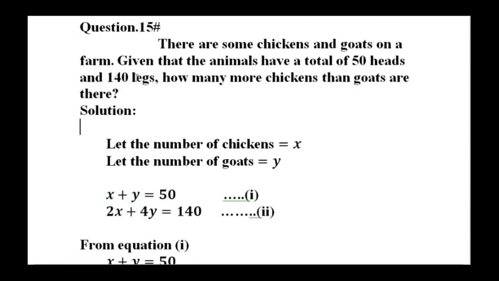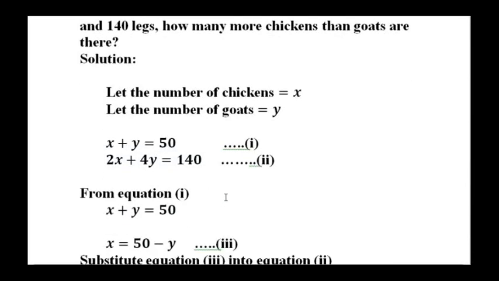So, our second equation becomes 2x + 4y = 140. I am taking 2x to represent the number of legs for chickens and 4y to represent the number of legs for goats. Sounds funny, doesn't it? Okay, I'll label these equations as equation 1 and equation 2. A system of linear equations is formed.